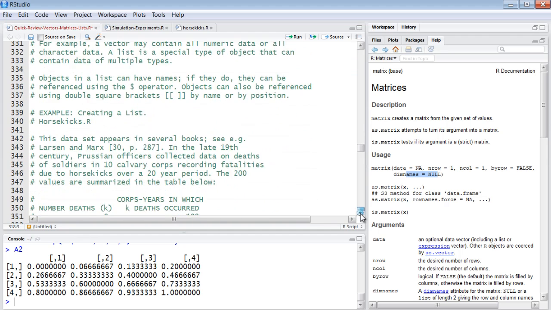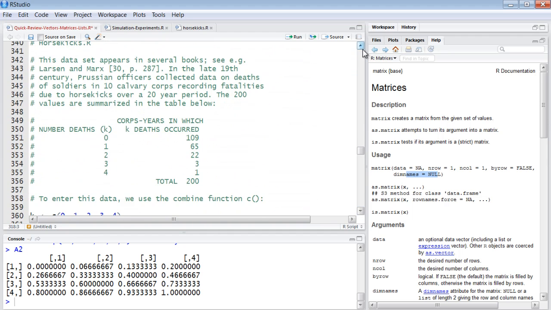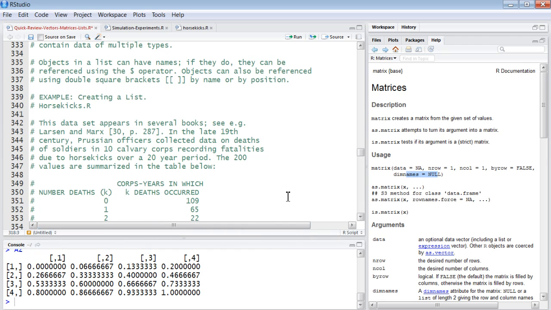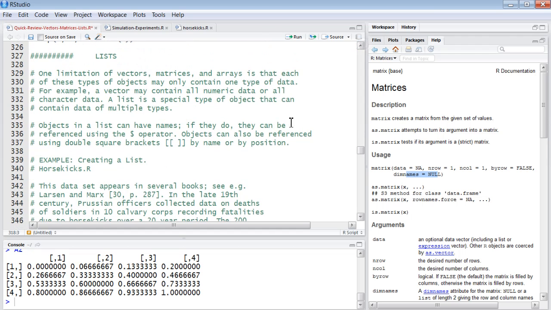Let's take a look at lists quickly. Okay, here's an interesting one. This is a precursor to the simulation material. Way back when, lists are a structure that is the most versatile and useful.